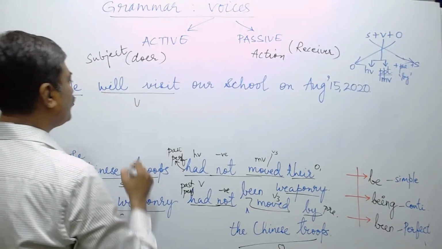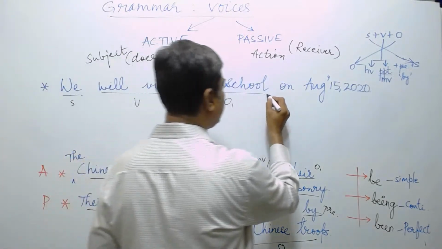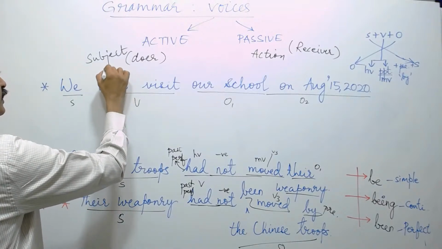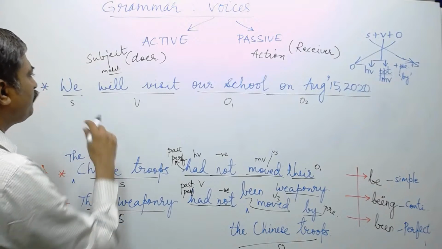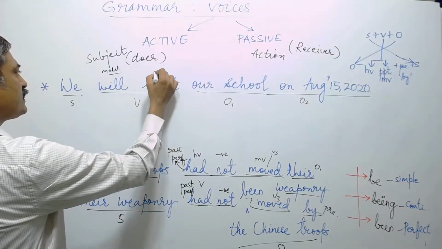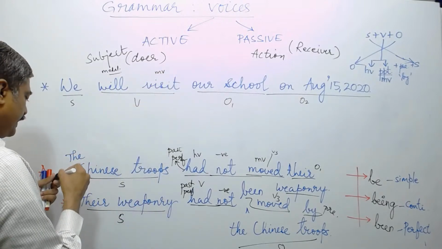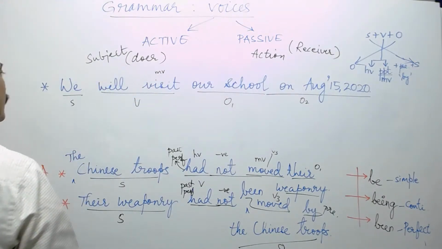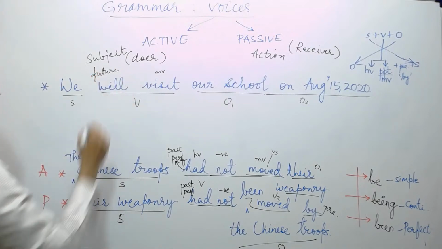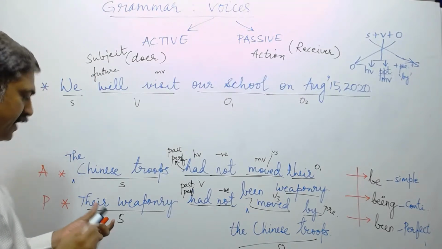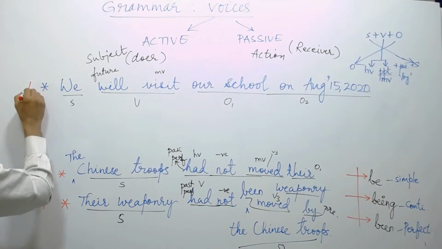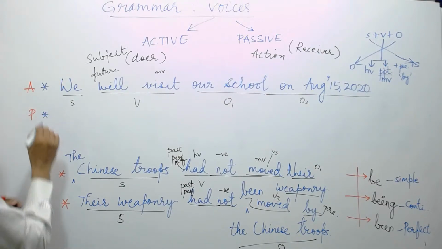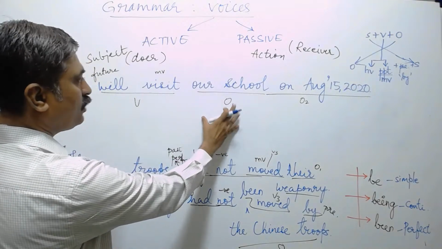Will visit is the verb here. What would you visit? Our school, the first object, and then when would you visit? On August 15, 2020. So the modal verb now, will, future tense modal verb, and visit as a main verb. Better I will mention it as future tense. We will visit our school on August 15, 2020. So if we start getting the answers now, transforming it into the passive sentence. Now, as we go with the passive sentence, what is it? We will visit. We have taken our school as a direct object.